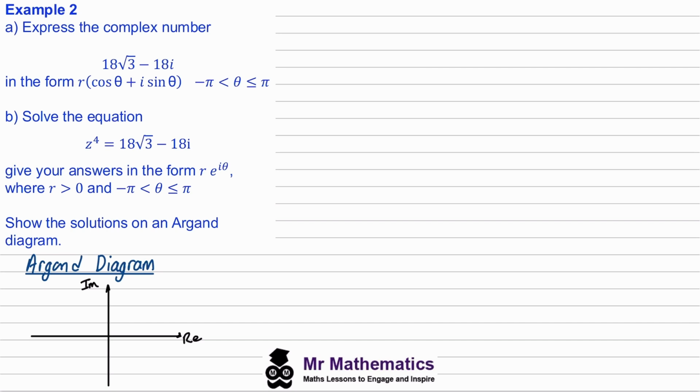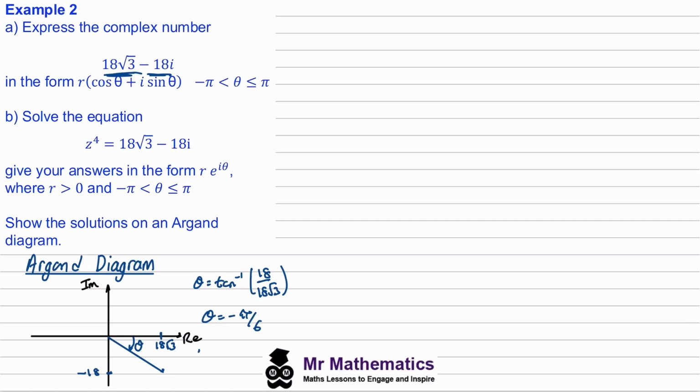So we have this Argand diagram, and we have 18 root 3 as the real part, and negative 18i on the imaginary part. So the complex number will be about here. And we need to find the argument theta. So theta will be the arctan of the opposite over the adjacent, 18 root 3. So theta works out as negative pi over 6.